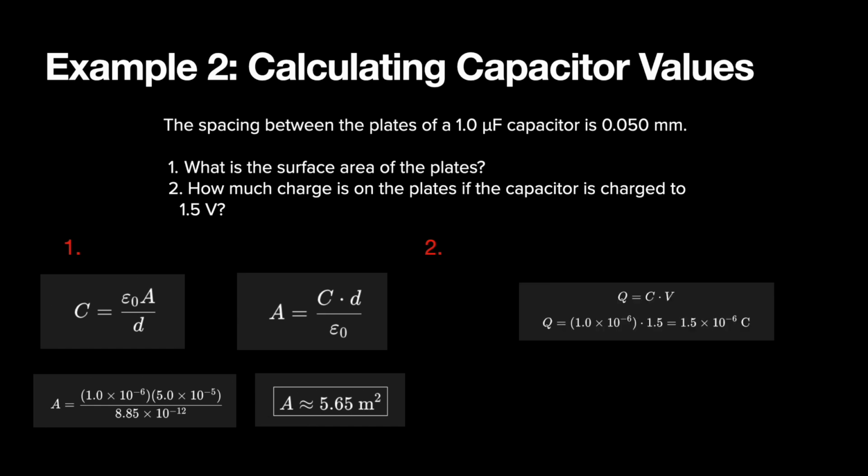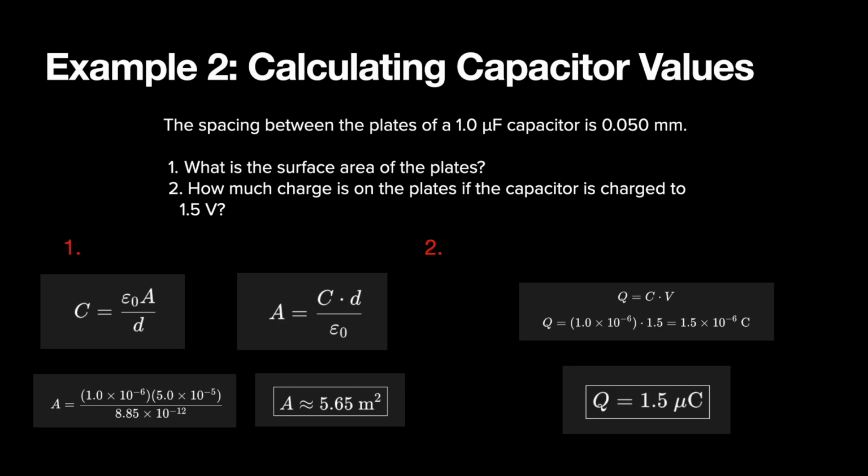For part 2, we can just rearrange the definition for capacitance to solve for charge and substitute in our known values, getting 1.5 microcoulombs.